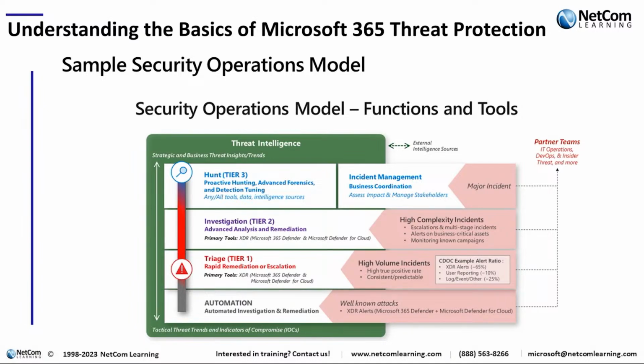So if we look at this diagram, on the left-hand side, we've got threat intelligence, and we've got the four different tiers, and the layer of complexity from top to bottom. At the top, we're looking at business threat insights and different trends. This is considered tier 3. This is where we're doing proactive hunting, right? We're basically doing standard incident management. We're going to look at the impact of the problem, assess that impact, then manage it based on some sort of activity that we can use to prevent it from occurring again.